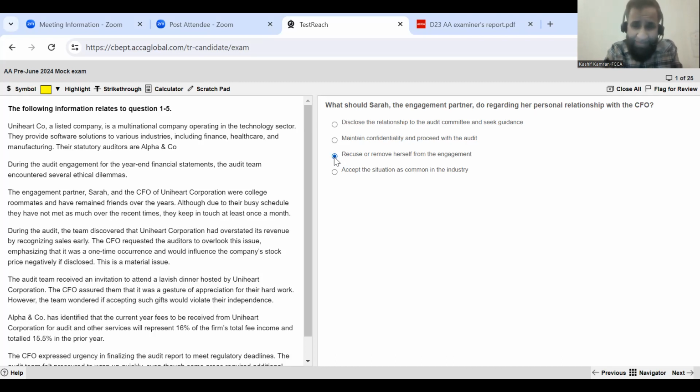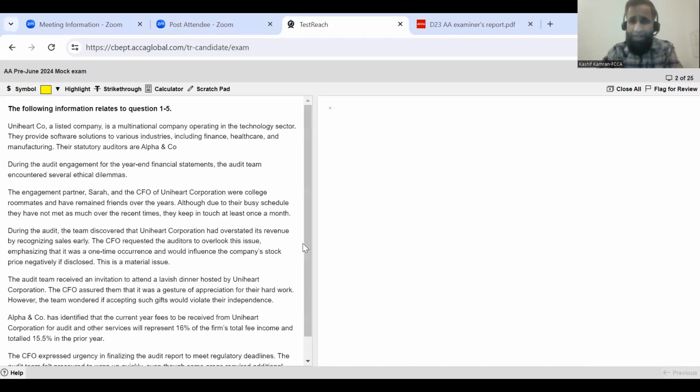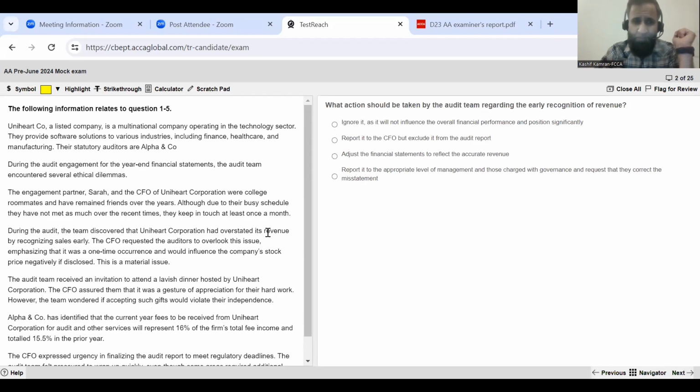So see, does this question have a link to the case study? No, in the options, there is no option like such, Ramesh. So was there any link to the case study? We know this is a familiarity threat, and we looked at the 4 options and we chose the best one. So we're done. The first one, resign or remove herself from the engagement. Click, and you press the next button. Okay, the next question from the same scenario.